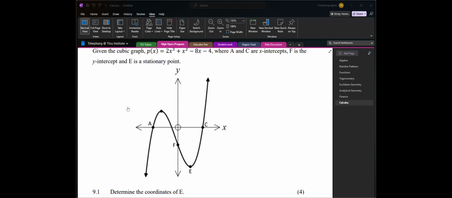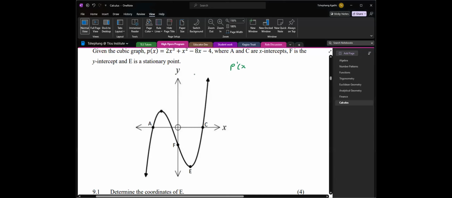What do we know about e? That is a turning point, right? And how do we find turning points? We differentiate. So I can immediately say p prime of x equals 0. And I'll say 0 equals 6x squared plus 2x.